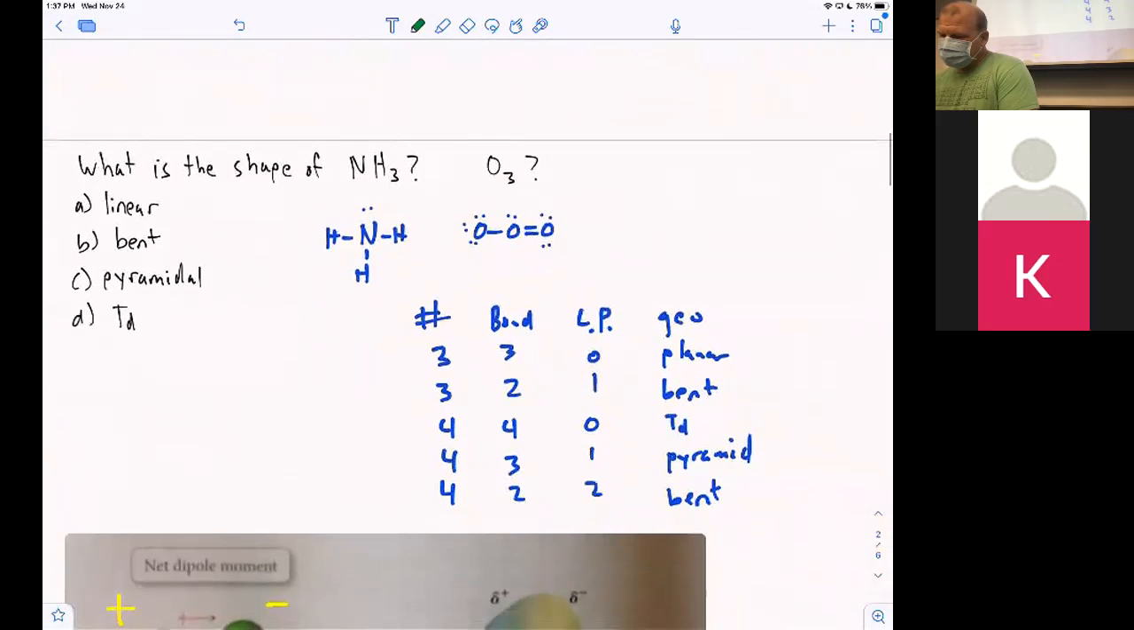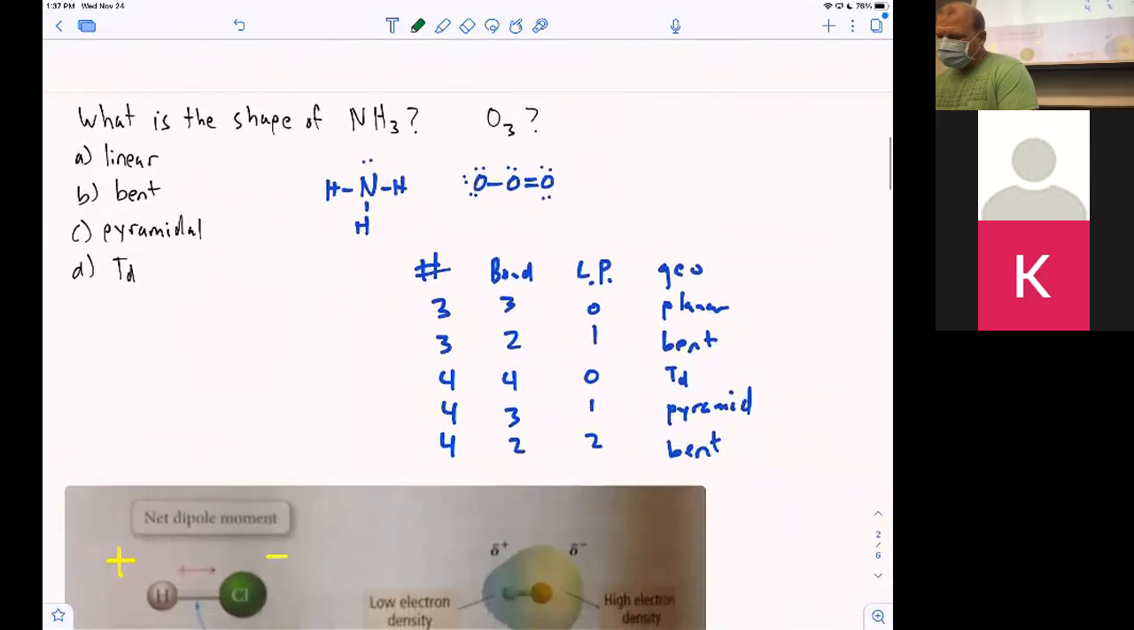So let's see if you're following. What is the shape of ammonia? I've given you the abbreviated chart there. TD is tetrahedral. Wait, you tell me what the electron groups are again. An electron group: a bonding group or a lone pair? Oh, it's either one of them. Yeah, it's either bonding or it's not.